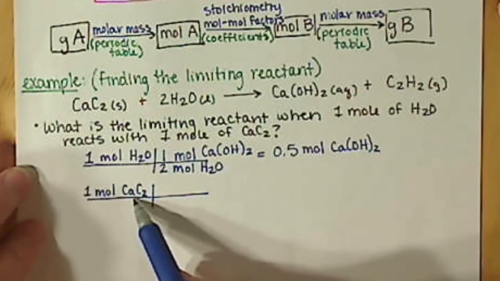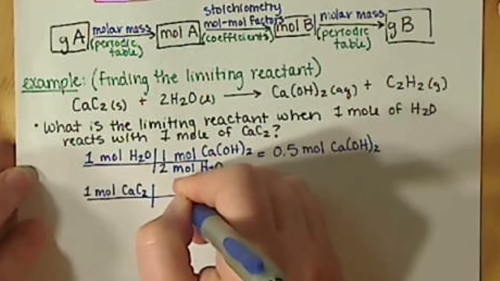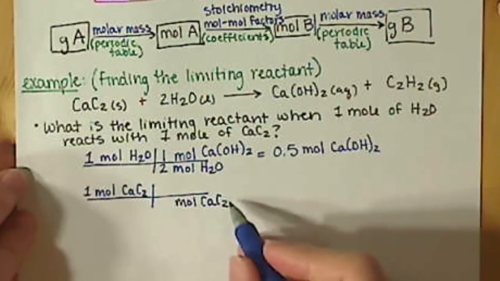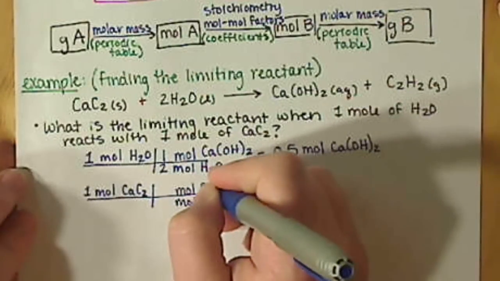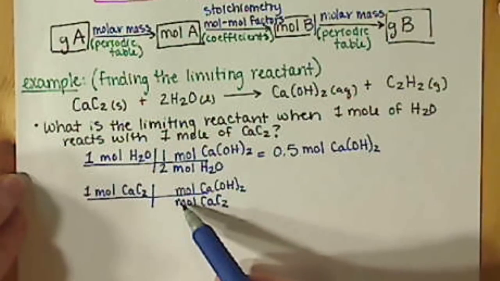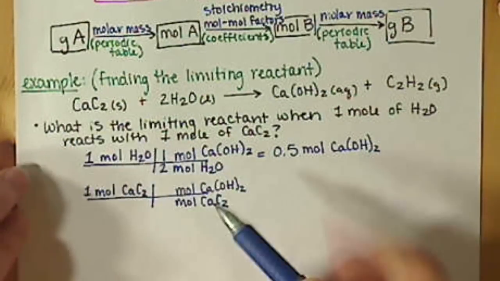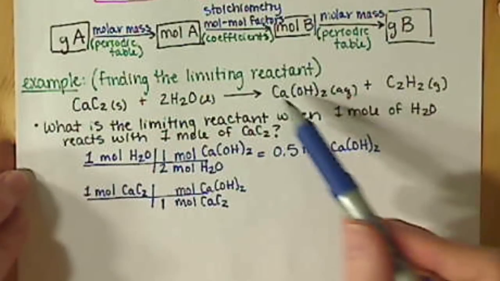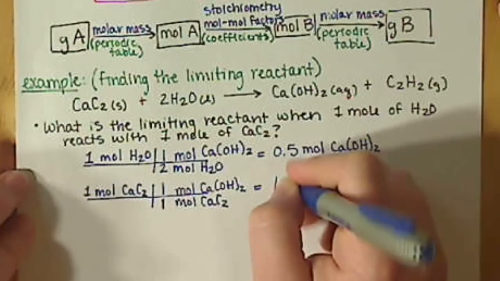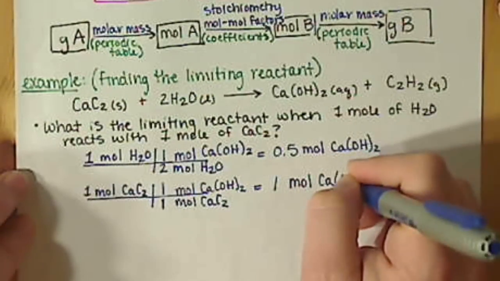Now we want to do similar calculation here, except we're starting with moles of calcium carbide. So we have to put moles of calcium carbide in the denominator. Then we want to choose the same product to compare. Always want to choose the same product so that we can compare them directly to each other. Again, use our coefficients. The coefficient in front of calcium carbide is 1. And coefficient in front of calcium hydroxide, still 1. So we'll end up with 1 mole of calcium hydroxide.